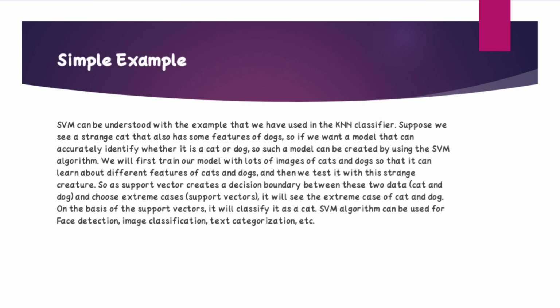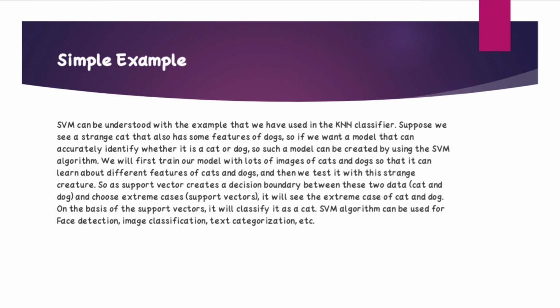Simple example. SVM can be understood with the example that we used in the KNN classifier. Suppose we see a strange cat that also has some features of a dog. If we want a model that can accurately identify whether it is a cat or a dog, such a model can be created by using the SVM algorithm. We first train our model with lots of images of cats and dogs so that it can learn about the different features of cats and dogs, and then we test it with this strange creature.